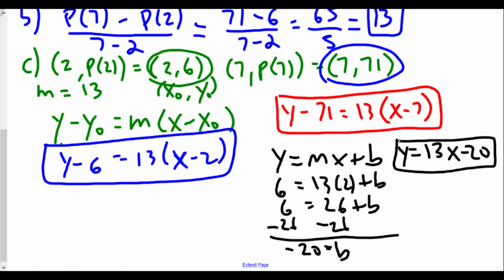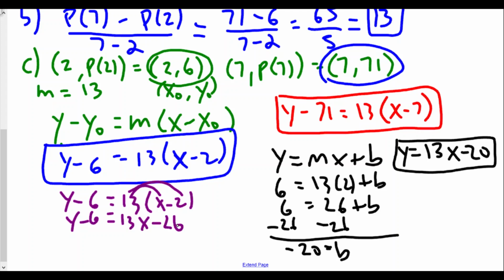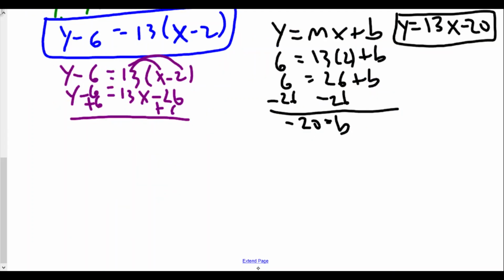Now, some might say in this case, well, they're all different looking. However, if we were to take this equation, y minus 6 equals 13 times x minus 2, and distribute, we'd have y minus 6 equals 13x minus 26, adding 6 to both sides, we would get y is equal to 13x minus 20.